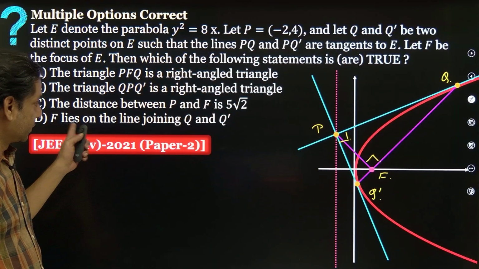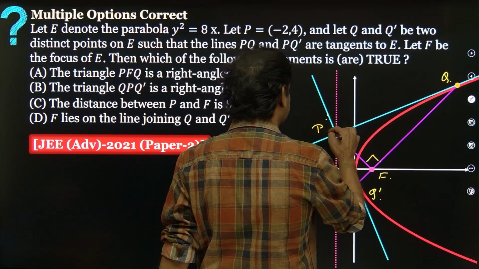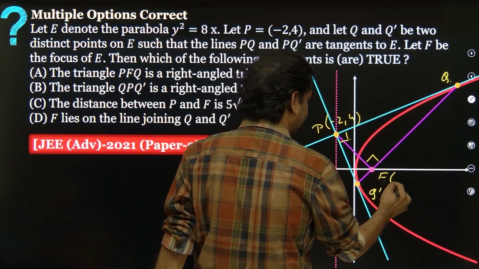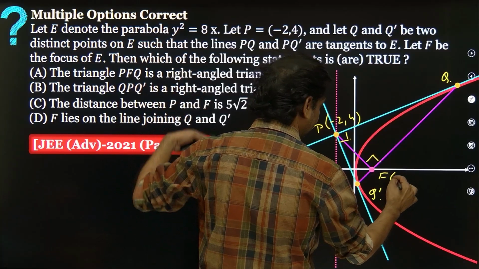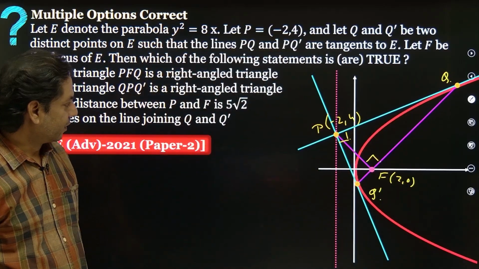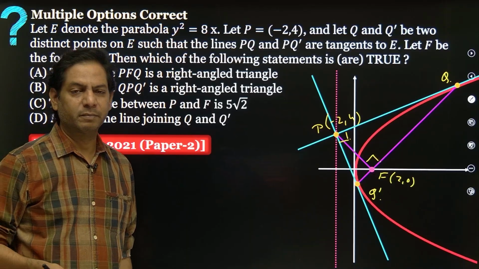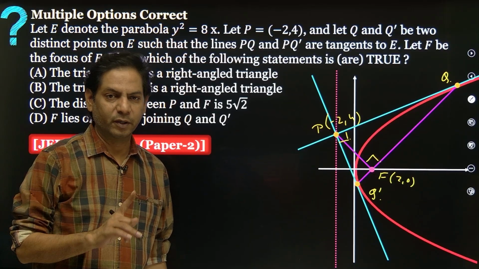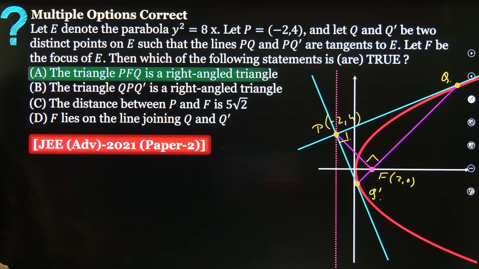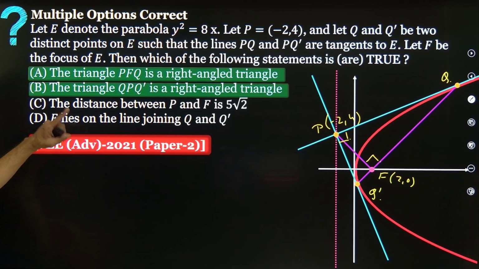Third option is very easy to check. Point P is given to you, minus 2 comma 4, and focus has got coordinates a comma 0 and a is equal to 2, so 2 comma 0. If you obtain the distance between these two, that will be 16 plus 16, 32. That means 4 root 2. That will not be 5 root 2. That means third option is incorrect. So we have got first option, second option correct, and third incorrect.